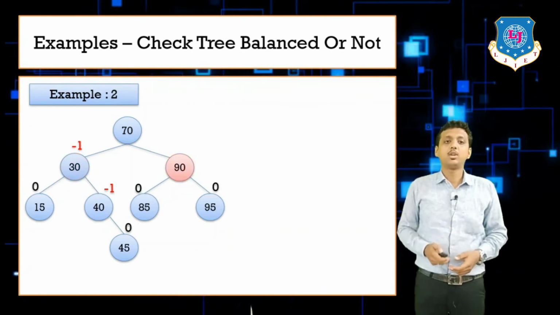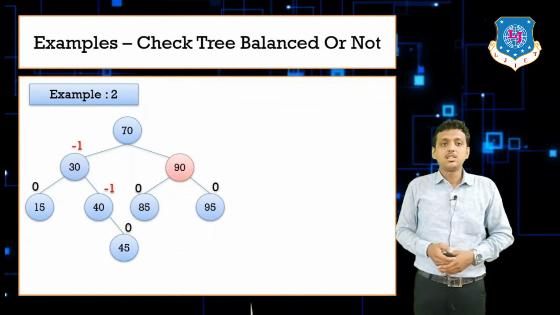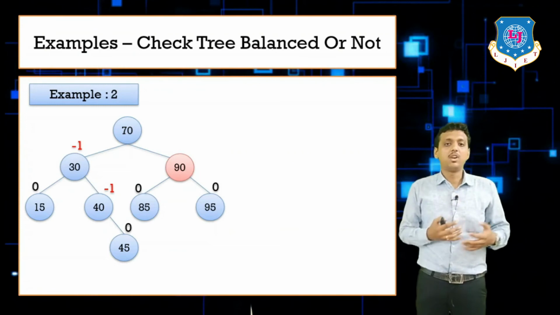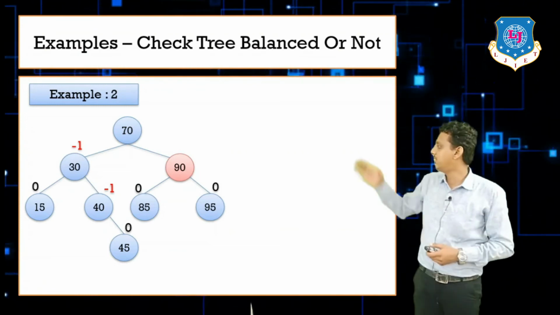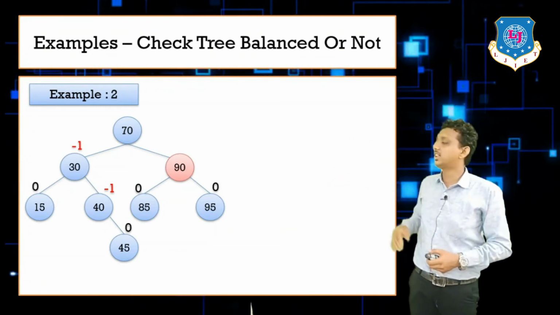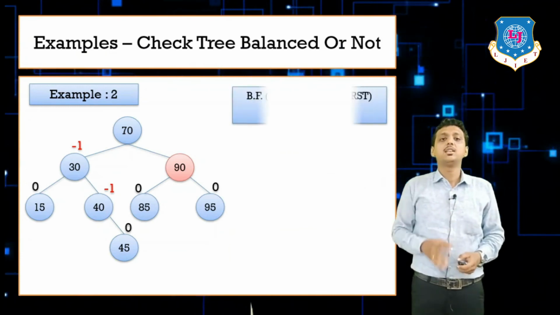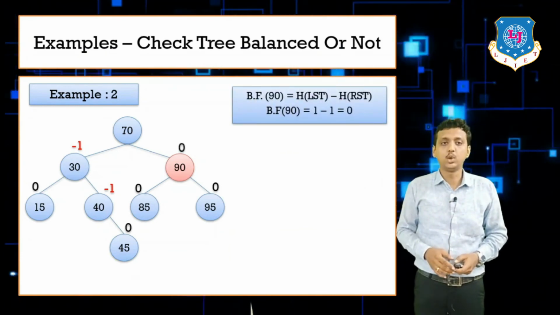Now let me talk about 90. See, 90 contains one child, or one level, at the left subtree and one level at the right subtree. That's why the balancing factor of 90 becomes 0.